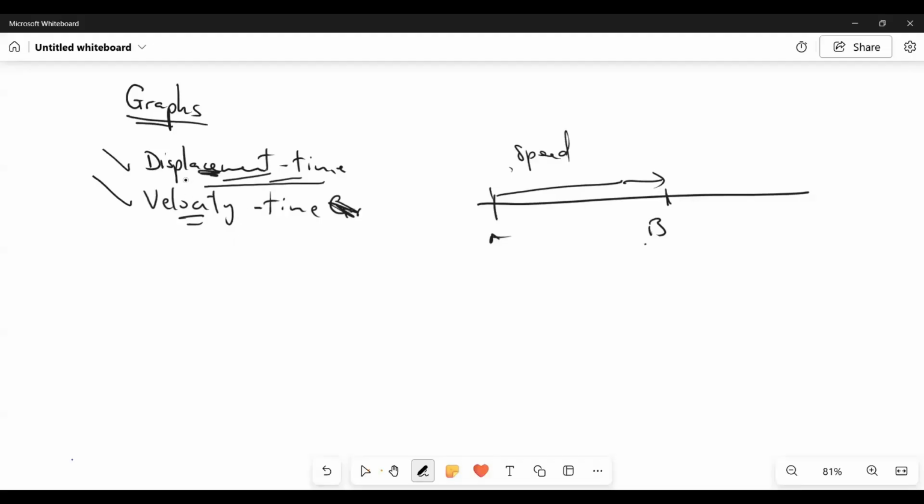When you think of a displacement-time graph, basically it's a graph where you plot the movement of an object, where on the horizontal axis you plot time, and on your vertical axis you plot displacement, right?